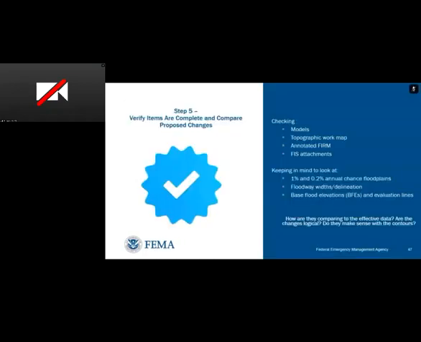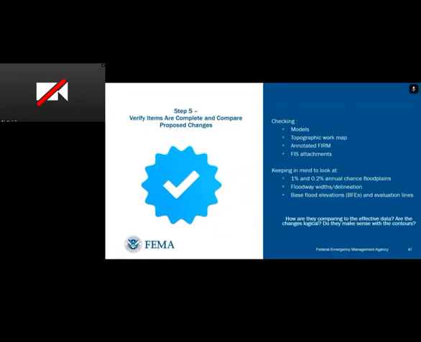And then step 5 is just going to be verifying that all of the rest of the items within that package are complete and compare all of those to the proposed changes and the effective data. So we'll be going to look at the models, topographic work map, annotated FIRM, and all of the FIS attachments. So bear with me while we go through these, where we'll be checking the 1% and 0.2% annual chance floodplains, floodway widths, delineations, BFEs, and elevation lines.